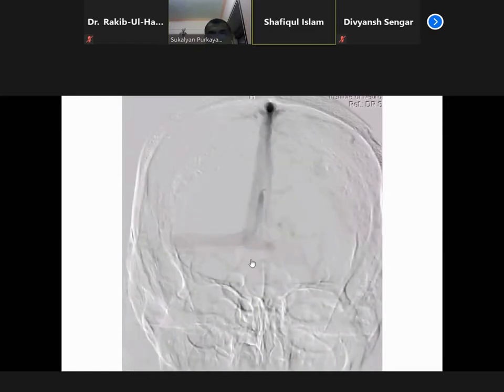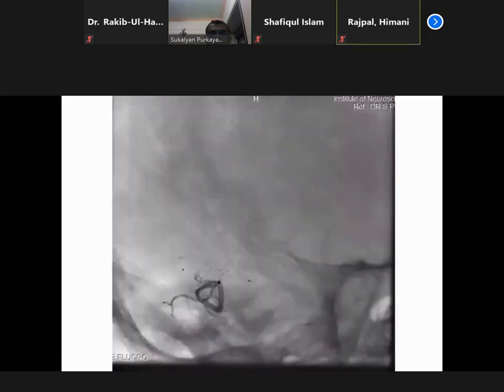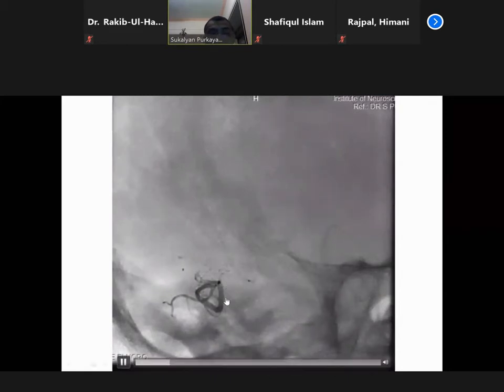Now, this is a high flow, tiny AVM and large AVF. So this is my detachable microcatheter, I think Apollo's, I don't know what is the length, and then started injecting Onyx here.